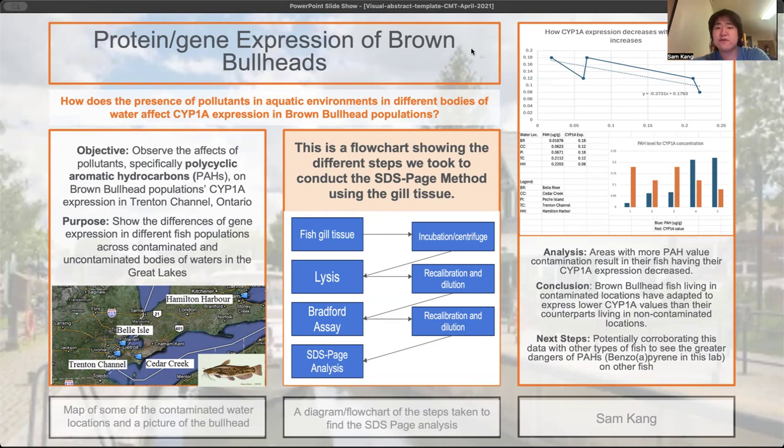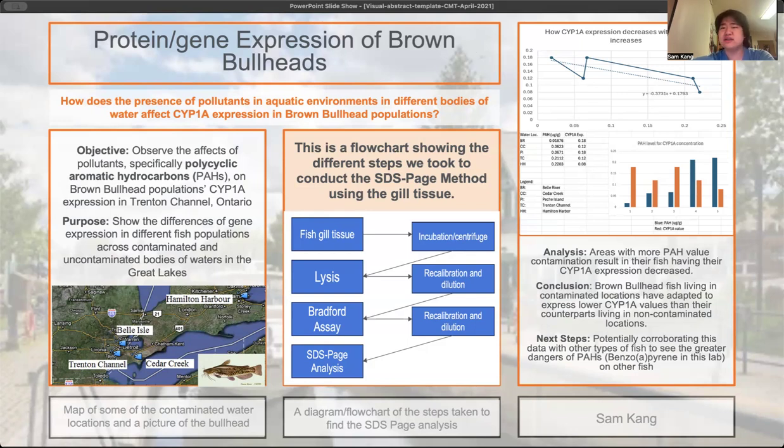In the middle section, there's a flowchart which shows different steps we took in this lab to conduct something called an SDS-PAGE analysis method using the gill tissues provided. Using pre-provided, pre-treated, and pre-dissected fish gill tissues, we incubated and centrifuged them to conduct cell lysis. After recalibration and dilution, we performed a Bradford assay. Taking the sample from the Bradford assay into further recalibration and dilution, we were able to use gel electrophoresis to conduct SDS-PAGE analysis.